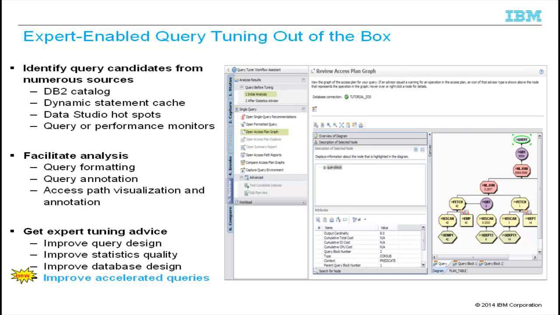Then the Query Workload Tuner will give you expert tuning advice. You can select the advisors and evaluate. So we give you advice on improving your query design based on, for example, a recommendation on a query predicate that is not enabled for selection in another index. We give you advice on statistics quality, by identifying statistics that you need to gather that could be outdated, for example, or that are conflicting.